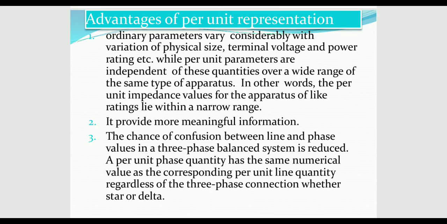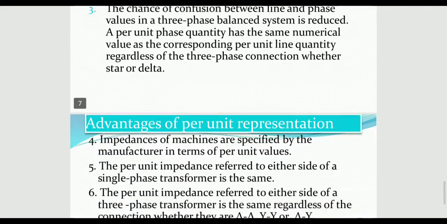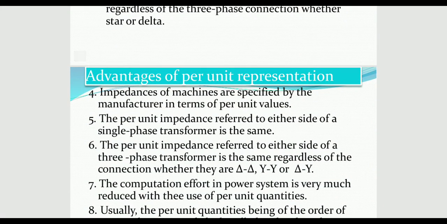Coming to the second one, it provides more meaningful information. And coming to the third one, there is a chance of confusion between line and phase values in a three-phase balanced system, such as three-phase four-wire or three-phase three-wire. There can be confusion between line quantities and phase quantities, so a per unit quantity has the same numerical value, whether it is a line quantity or a phase quantity, whether it is star or delta.